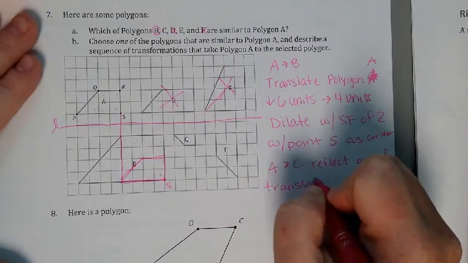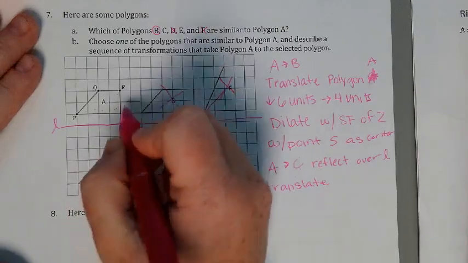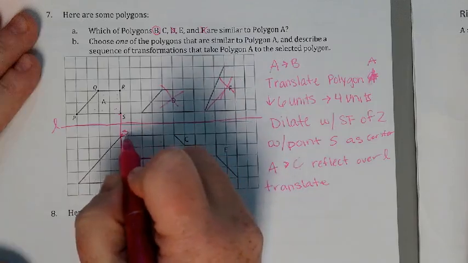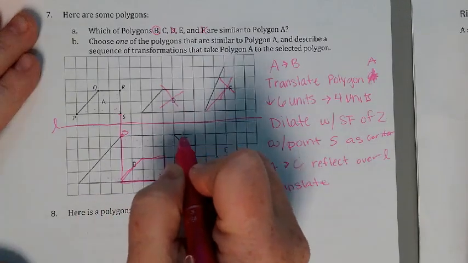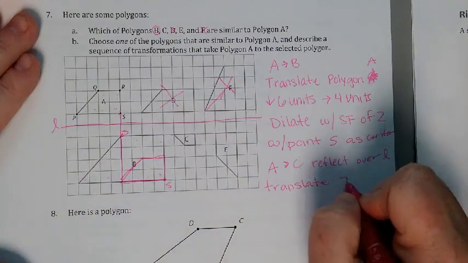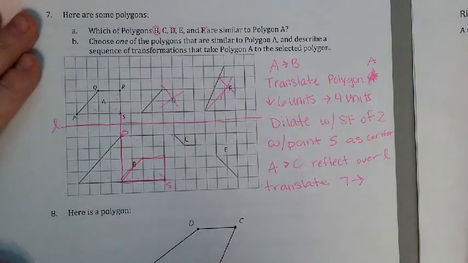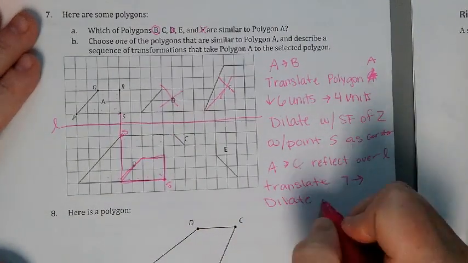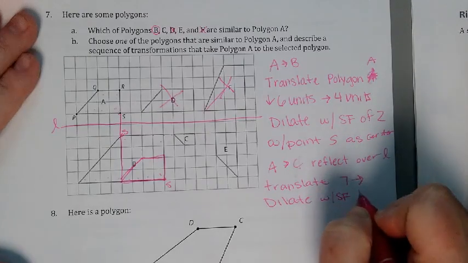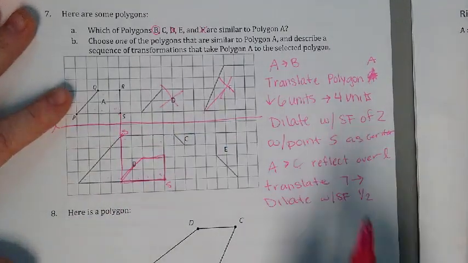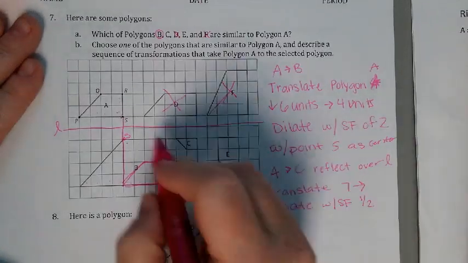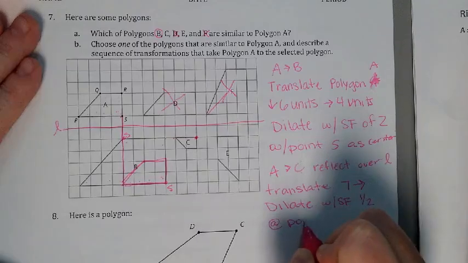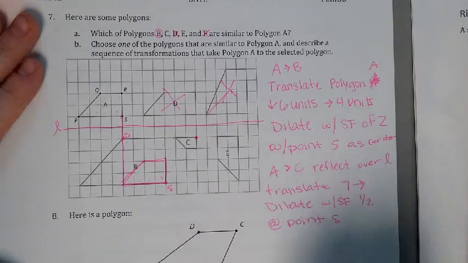Translate, so I'm right here. If I reflect S over, S is right here. 1, 2, 3, 4, 5, 6, 7. 7 units right. Dilate with scale factor 1/2 because it got to half the size. Let's do at point S again because S is right here. Okay, so C was similar.